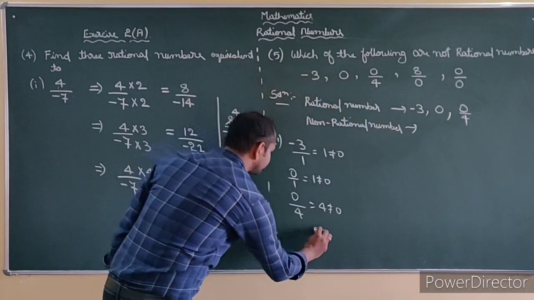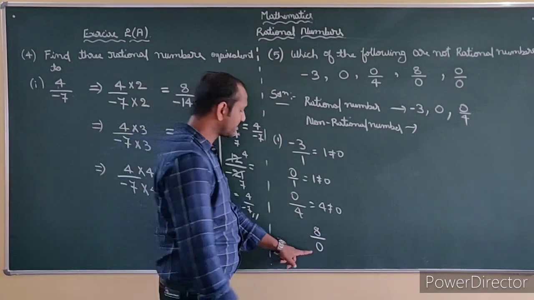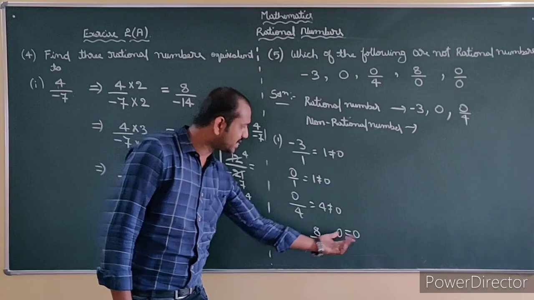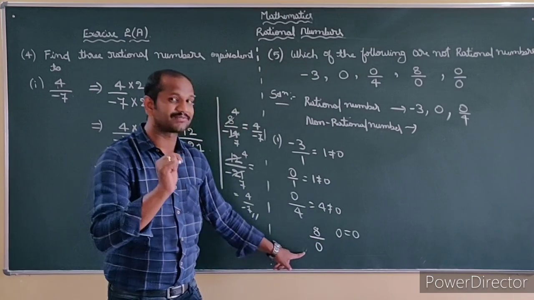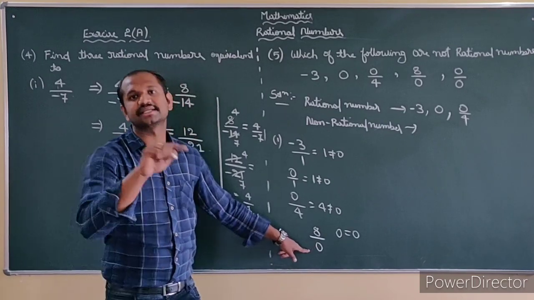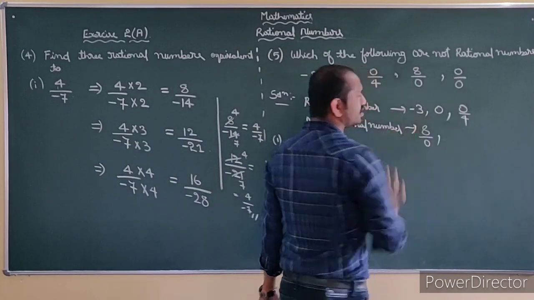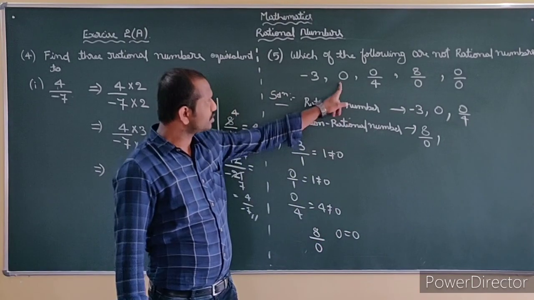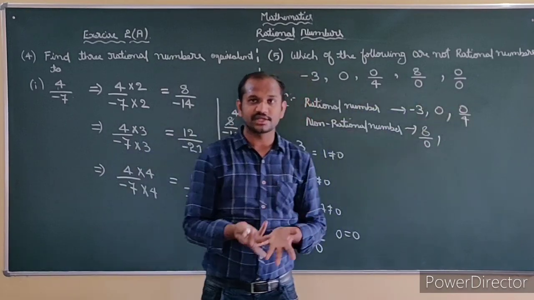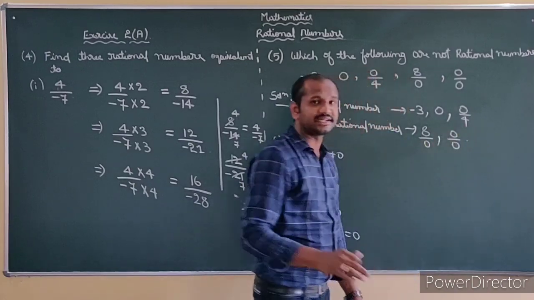Next I have 8 by 0. Look here, 8 by 0. The q term here is 0. See, the denominator is equal to 0. Hence we cannot call this a rational number. Why? The denominator q should not be equal to 0, but here the denominator itself is 0, hence we call it a non-rational number. Then what about 0 by 0? Obviously, if there is 0 or some other number in the numerator and a non-zero denominator, it is a rational number. But here in the denominator we have 0, hence we call it a non-rational number. So understand the difference at least now.